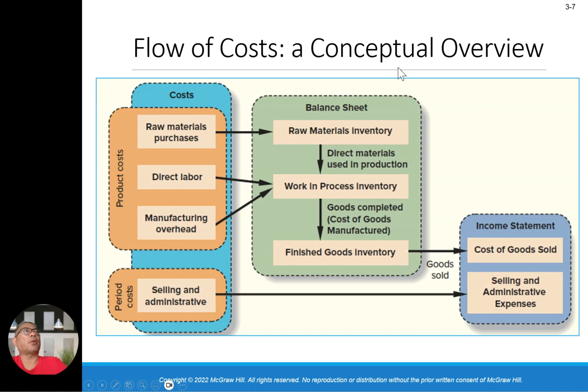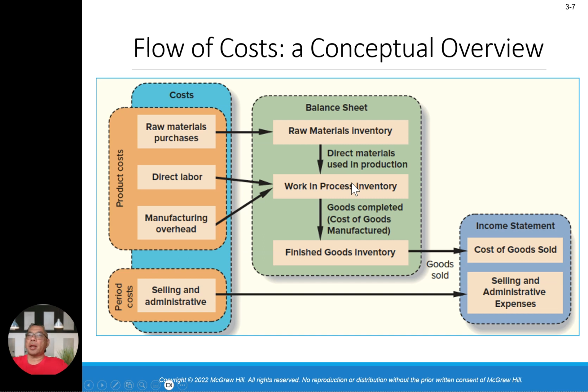What is the flow of costs? Conceptual overview. This is all the product cost. It consists of raw materials, direct labor, and manufacturing overhead. It goes to the balance sheet in terms of the materials inventory. Okay, then the direct materials used in production go to work in process inventory.